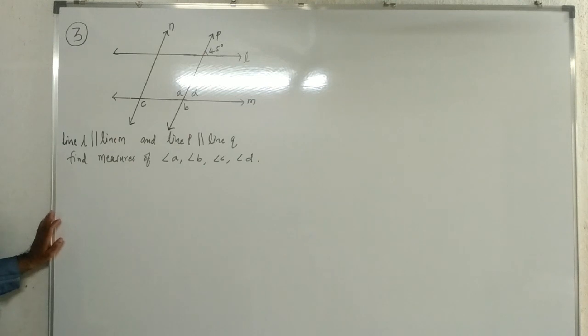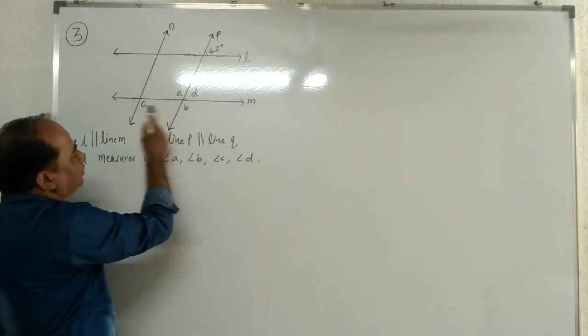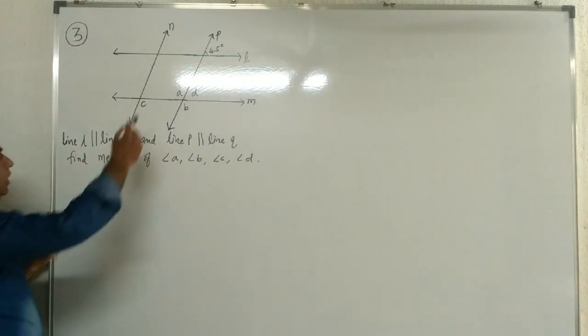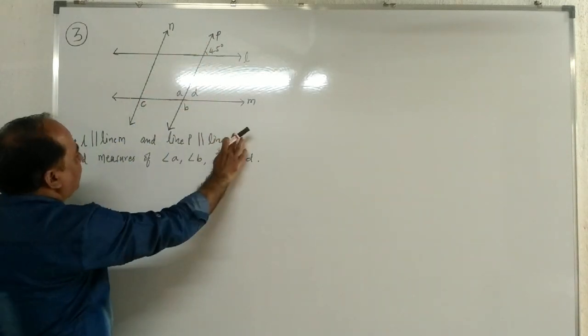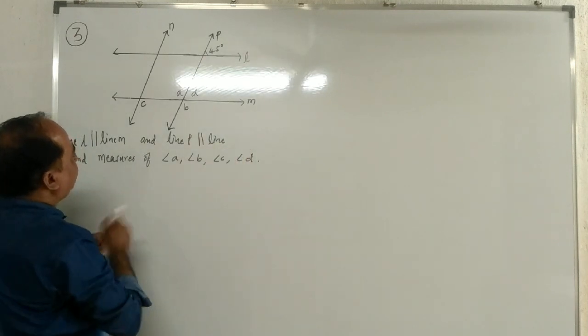Third example. In the following figure, line N is parallel to line M. Line P is parallel to line N.